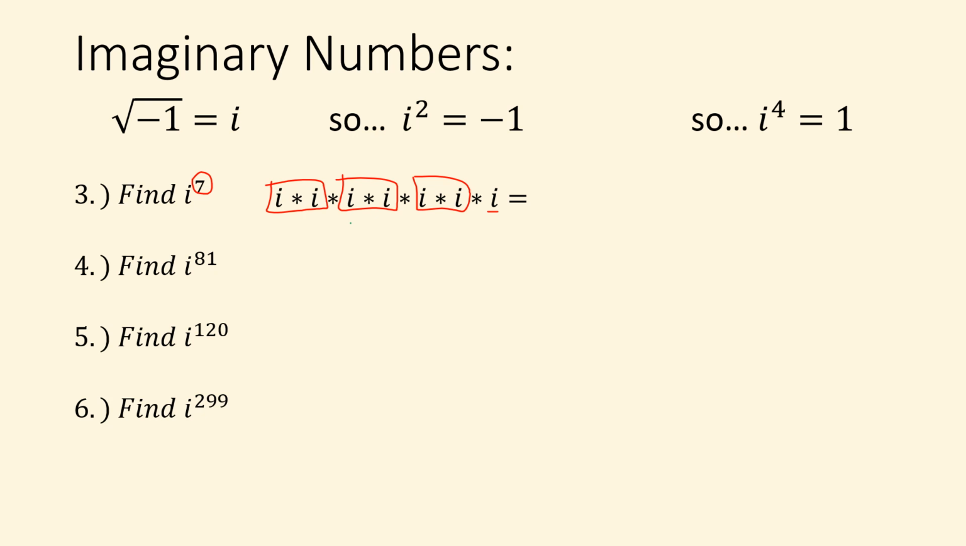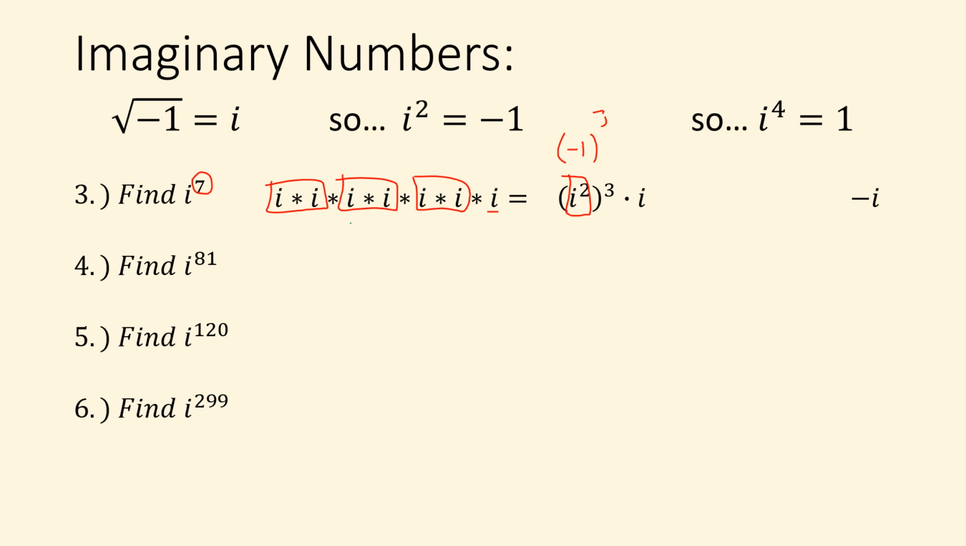All right, so we have 3 groups of i squareds. I'm going to write it like this: i squared to the third power, because there's 3 groupings of them. We know that i squared is a negative 1, so it's really negative 1 cubed. Now, is negative 1 cubed going to be a positive 1 or a negative 1? It's a negative 1, so this turns into negative i, or negative 1i.